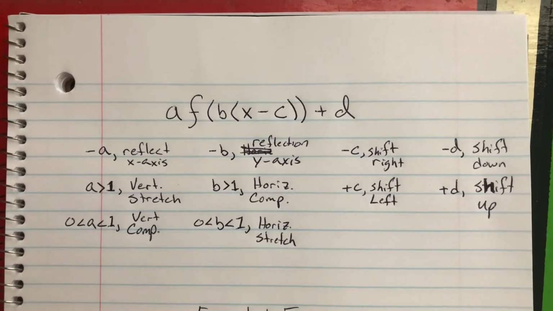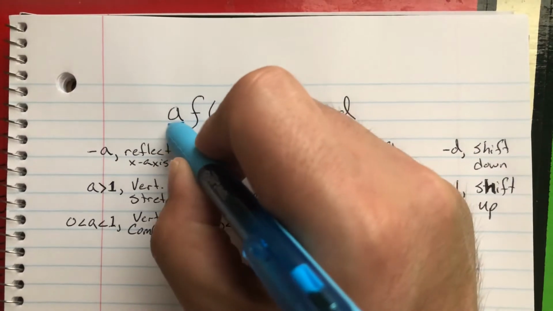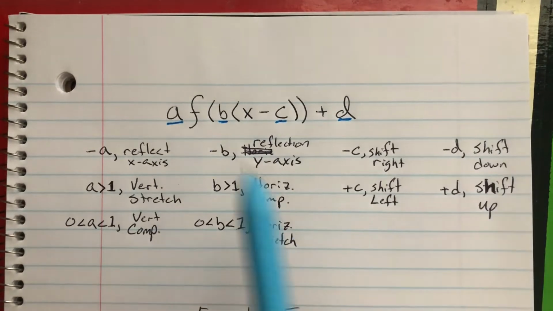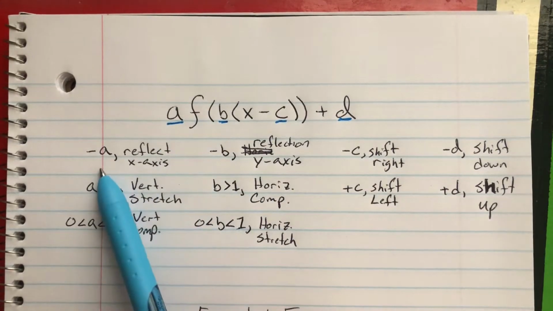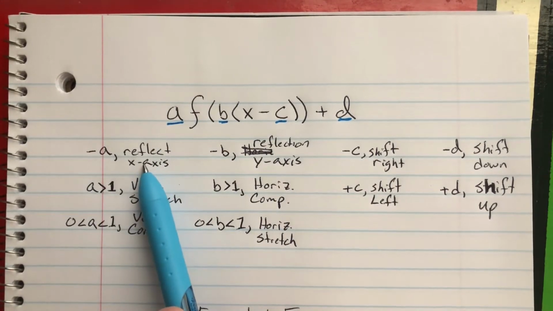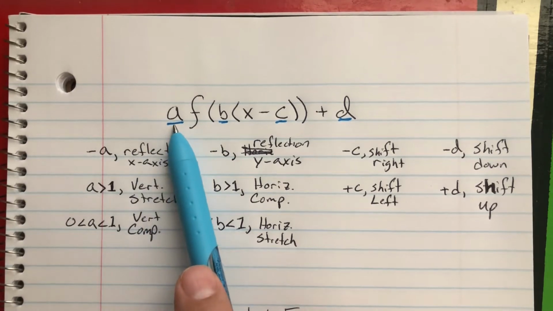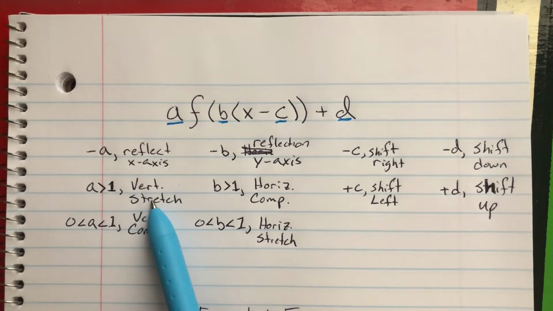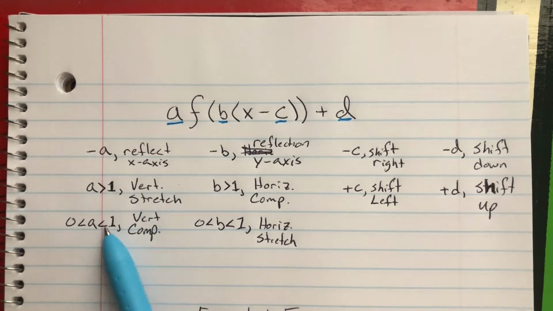All right, so here are the rules for the transformation. Again, what we're concerned about are variables A, B, C, and D. When A is negative, it's a reflection over the x-axis. If A is greater than 1, then we have what we call a vertical stretch. If A is between 0 and 1, this one's the hard one for some people, so that's like 0.5, 1/3. So any value between 0 and 1, we call it a vertical compression.